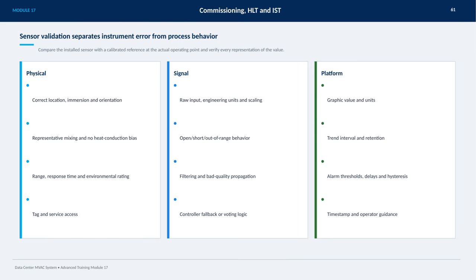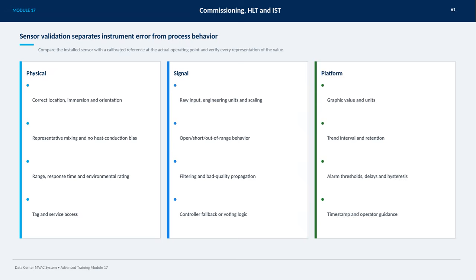Next, we look at the signal side. We validate the raw input, engineering units, and any scaling applied. It's important to check how the sensor behaves when there's an open circuit, short circuit, or out-of-range condition. Filtering of the signal and how bad quality data is handled to avoid propagation errors is also validated. Additionally, the controller's fallback or voting logic plays a role in managing signal reliability.